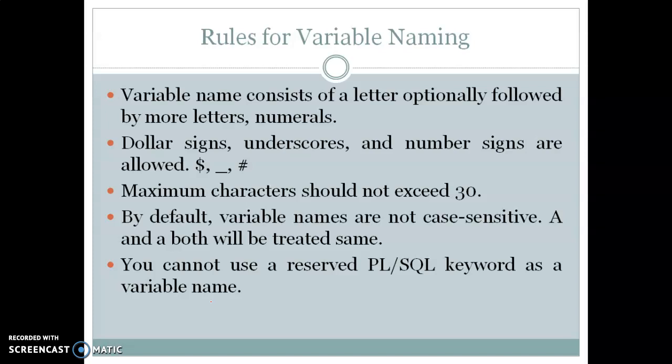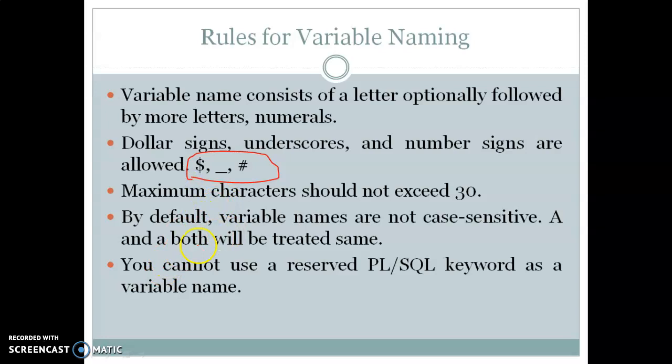This naming is known as identifier naming. Basically, the name of a PL/SQL variable consists of a letter, optionally followed by more letters, and can have numerals, means digits can also be used in the naming. Dollar sign, underscore, and number sign are also allowed. These are the signs which are allowed during the naming.